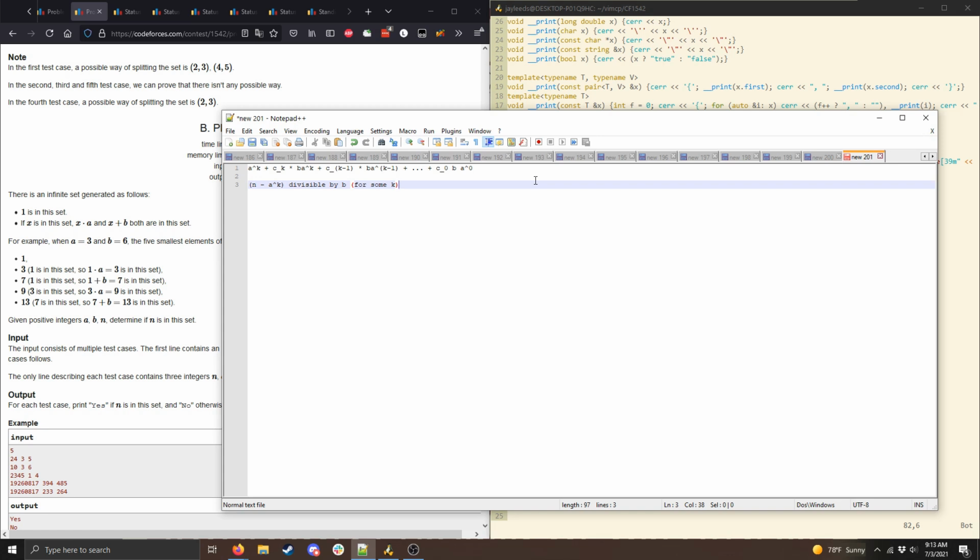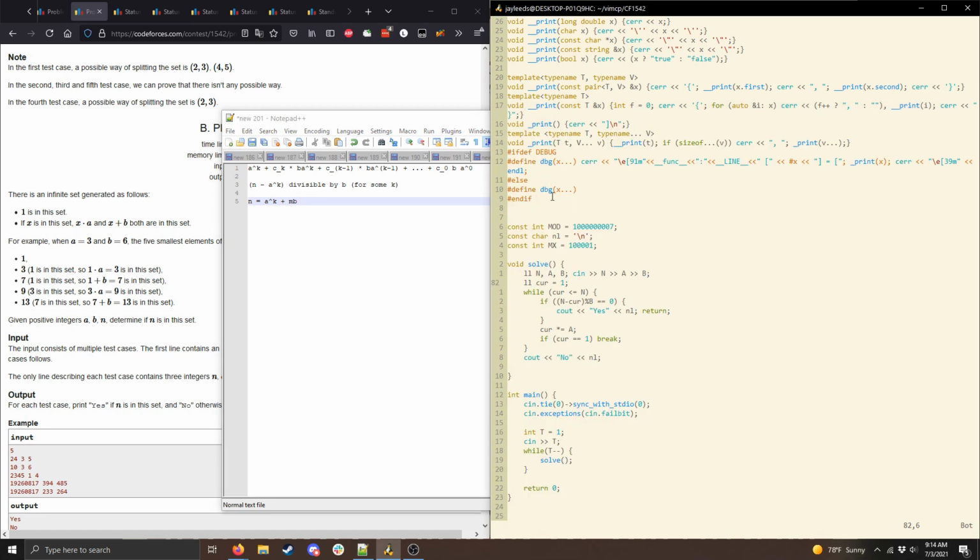We can also quickly see that it's a sufficient condition, because if n minus a to the k is divisible by b, so like let's say n equals a to the k plus mb, then we can generate n by multiplying by a k times and then adding b m times. So that means that n minus a to the k being divisible by b for some k is necessary and sufficient for n to be an element of our set.